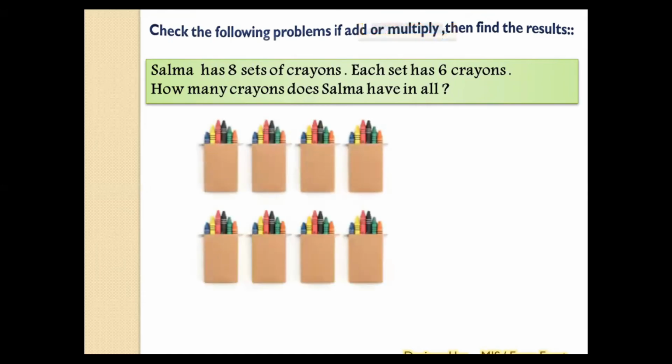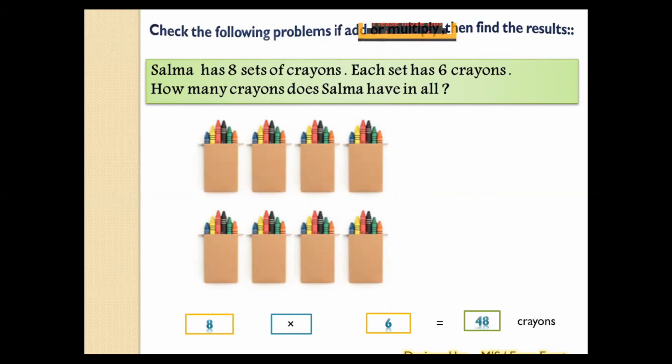Salma has 8 sets of crayons. Here we have 8 sets of crayons. Each set has 6 crayons. So, how many crayons does Salma have in all? In this problem, we will use multiplication, because we have here 8 by 6 equals 48 crayons.